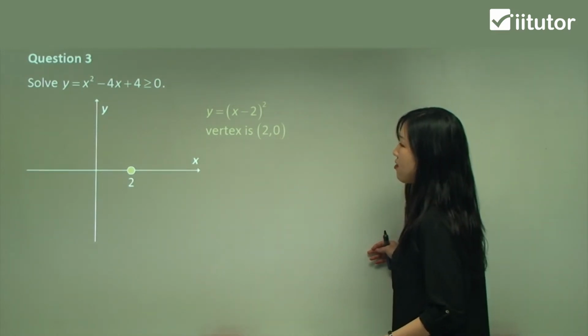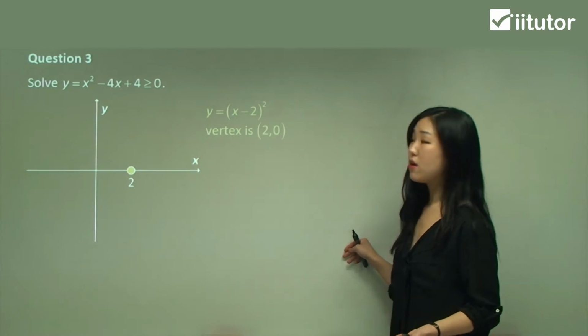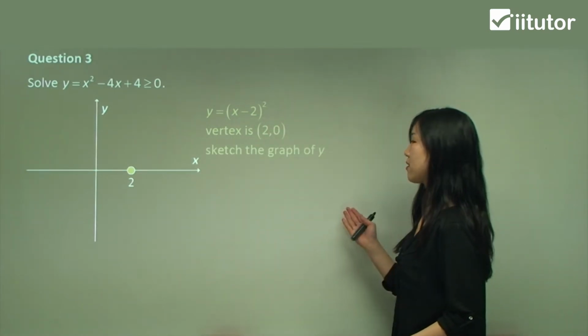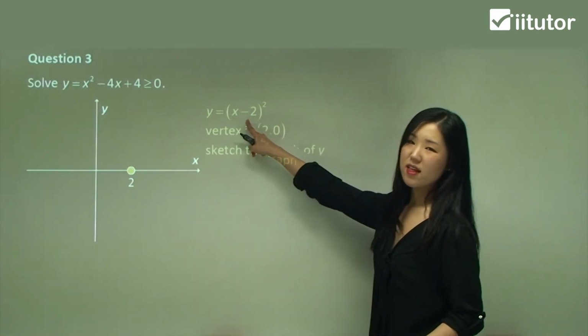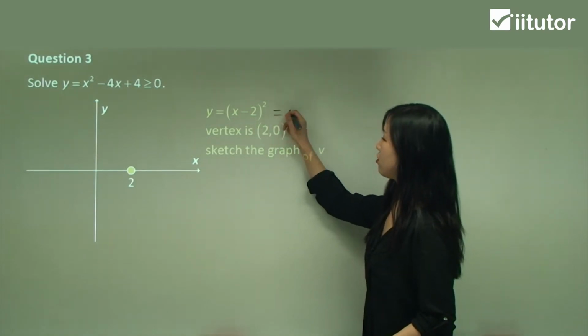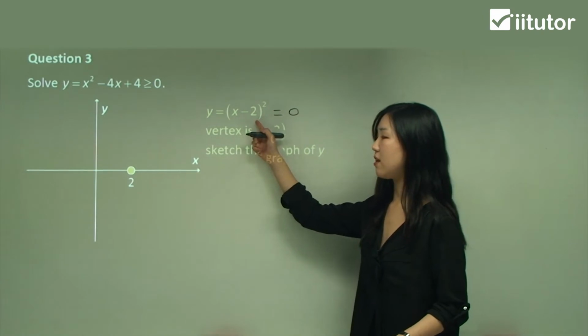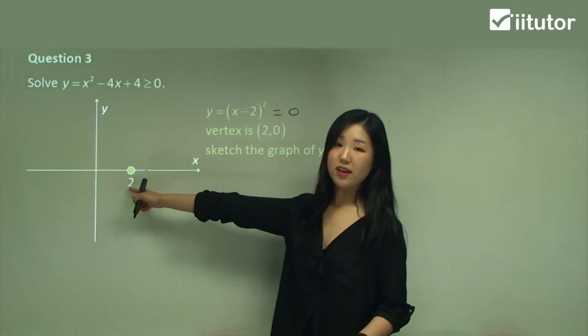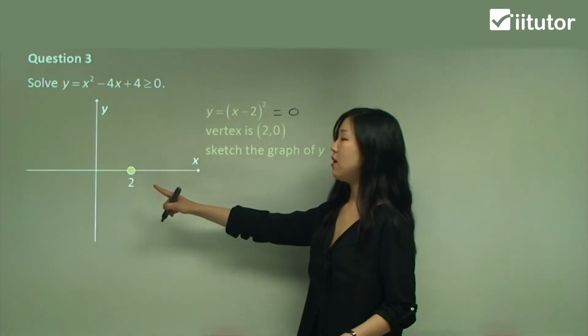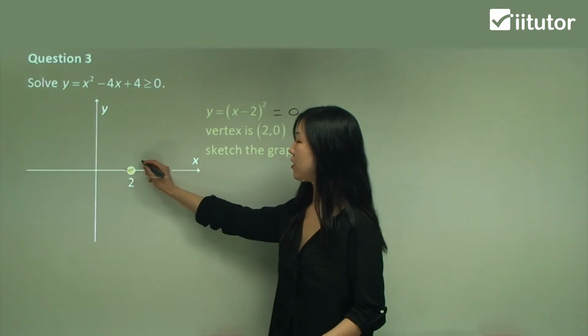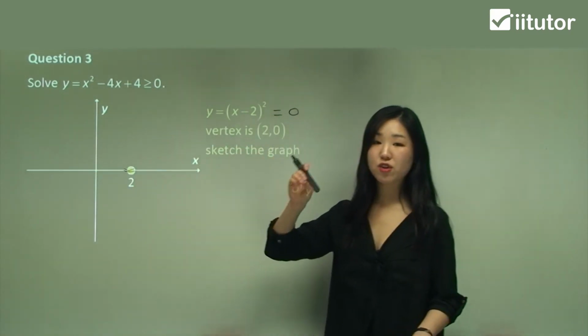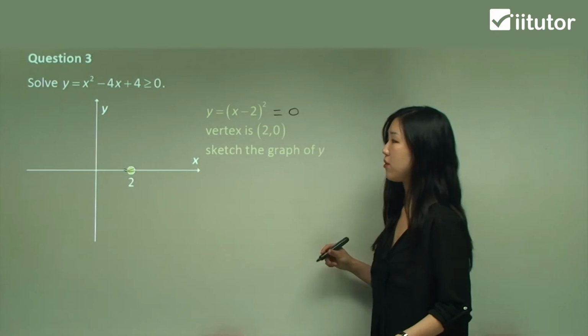Now, let's find the x-intercept. So I let this one, sketch the graph of y, be equal to 0, just to find the y-intercept, you can see that it's 2 again. So the vertex is the only x-intercept. Okay, so it's just going to be touching like this, isn't it? It's going to be just touching the x-axis at that point too.